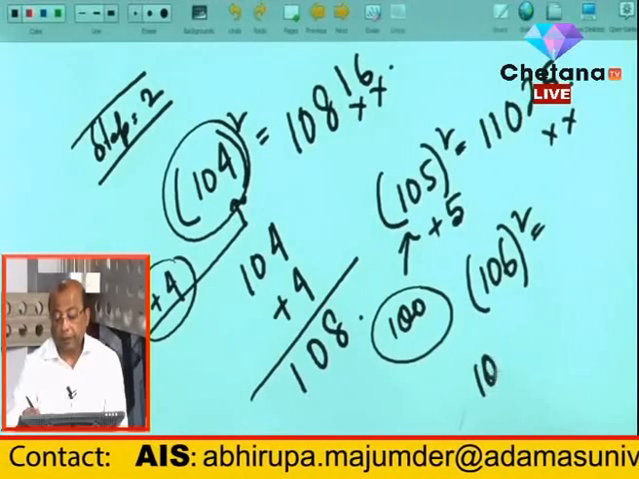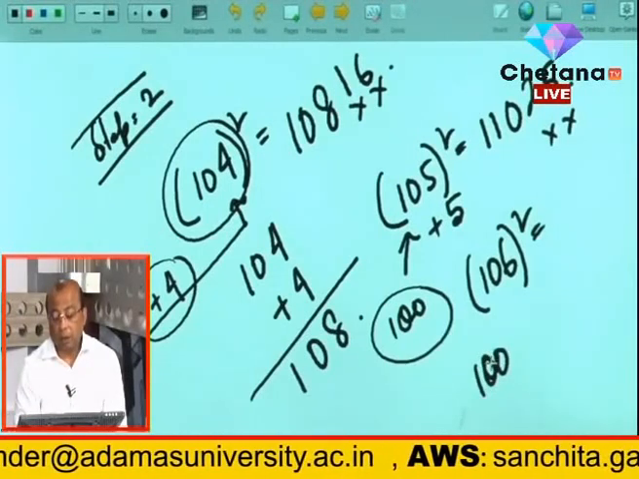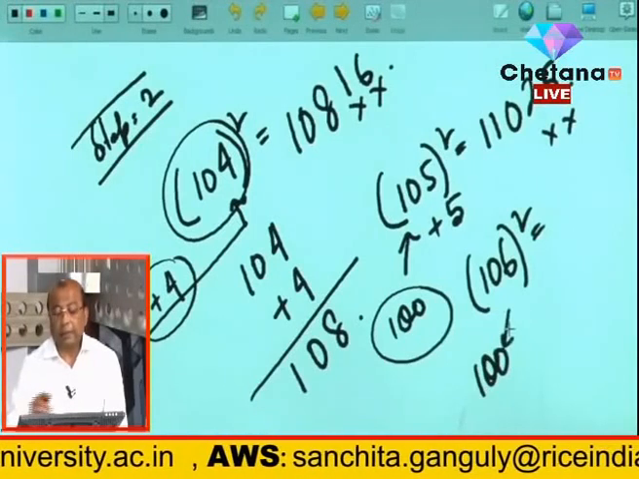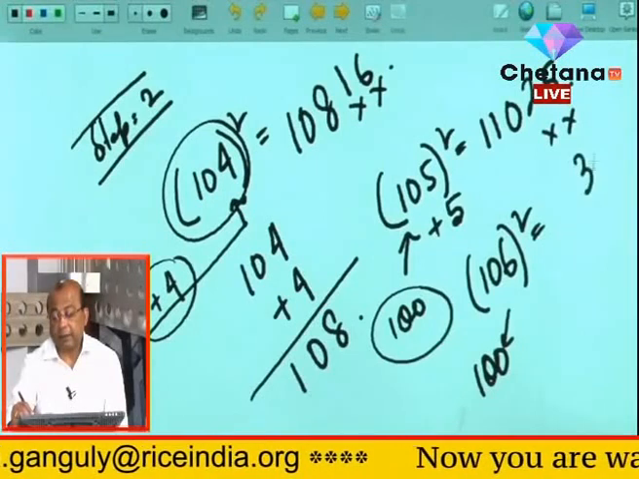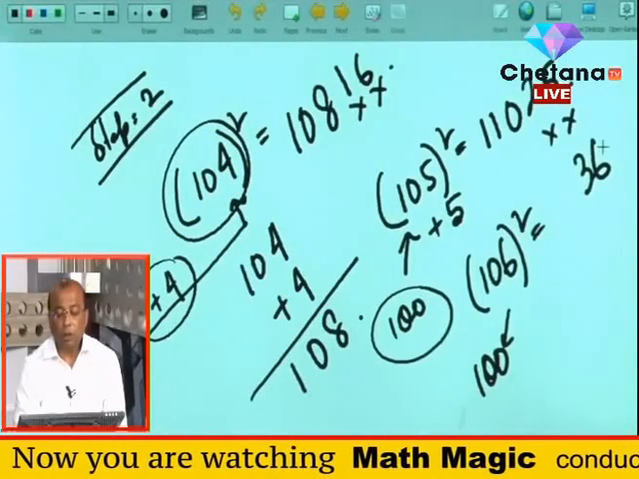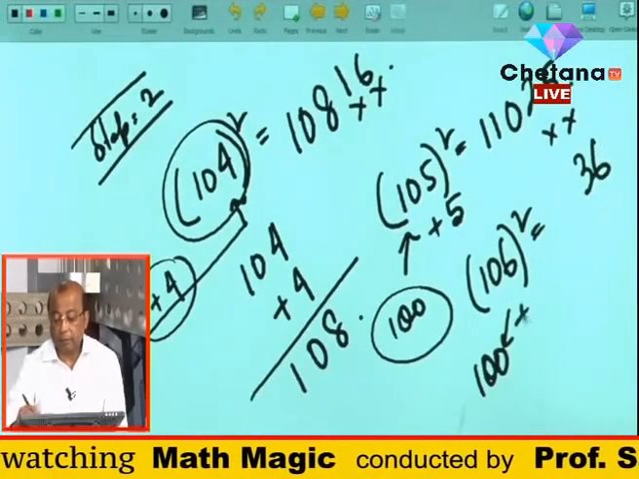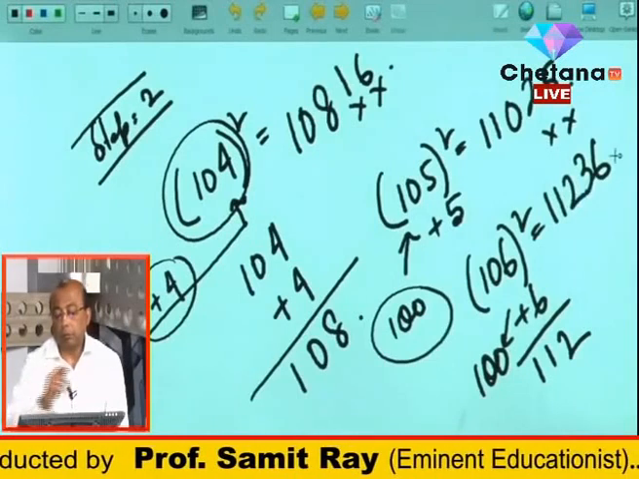106 whole square. Your base number is 100. How much more? 106 minus 100, that is 6. So you make the square of 6, that is 36. And the original number 106 plus 6, 112. That is the answer. Right?